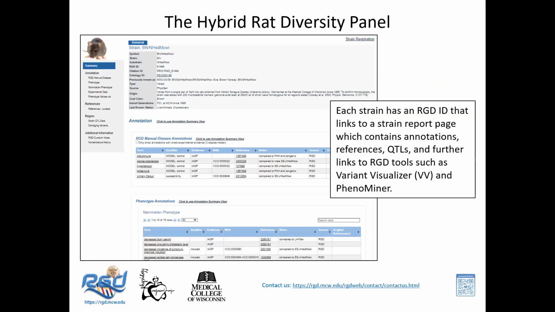Each strain has an RGD ID that is a link to a strain report page. Shurjen showed some of these pages earlier in her talk. They're compiled information of all the annotations, references, QTLs, provenance of the strain, and further links to RGD tools like Variant Visualizer and PhenoMiner.